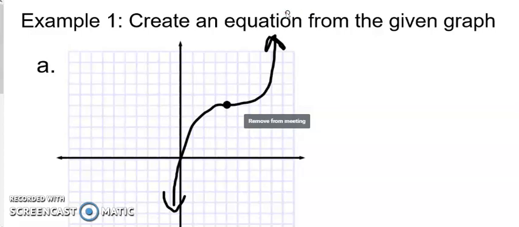Oh, I didn't write anything up there. Oh my gosh. Function. Let me use my finger then. Function.